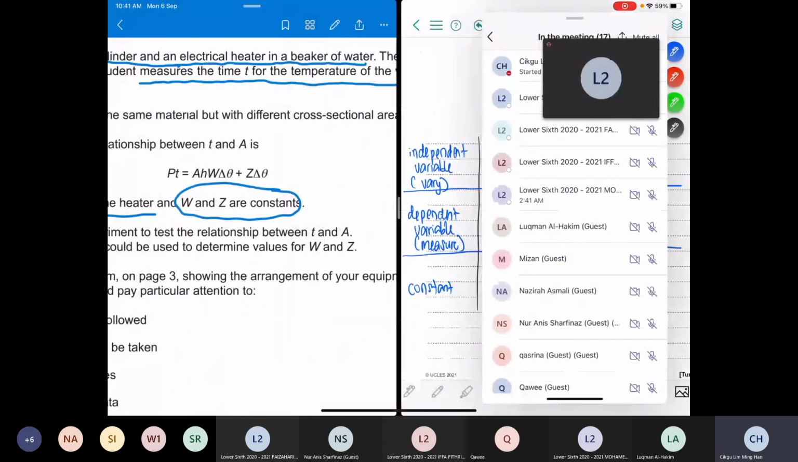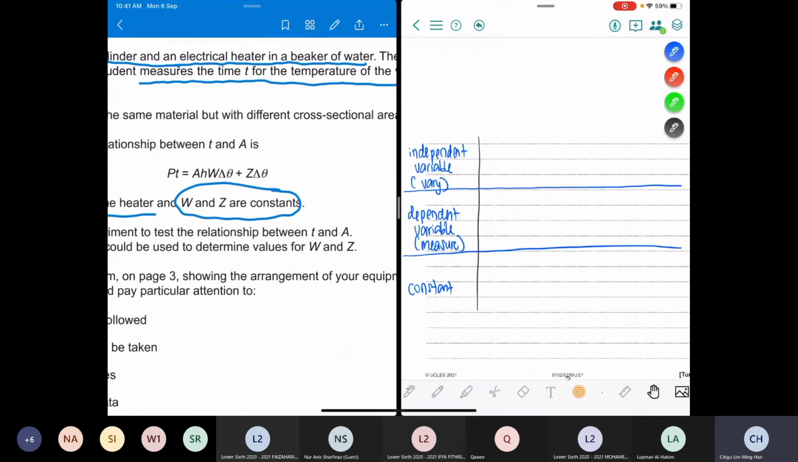Boleh lah? Ya kali ya. Ini dulu lah. Dapat.